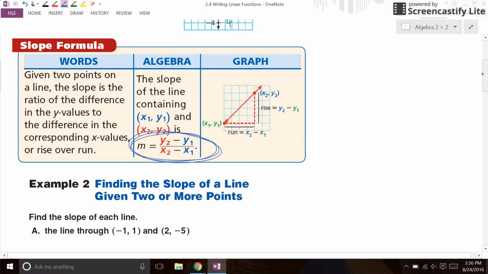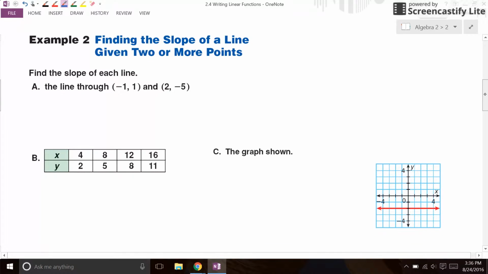So now that you know the slope formula, I give you 2 or more points, and you tell me the slope of these lines. You can use the formula or you could graph it.